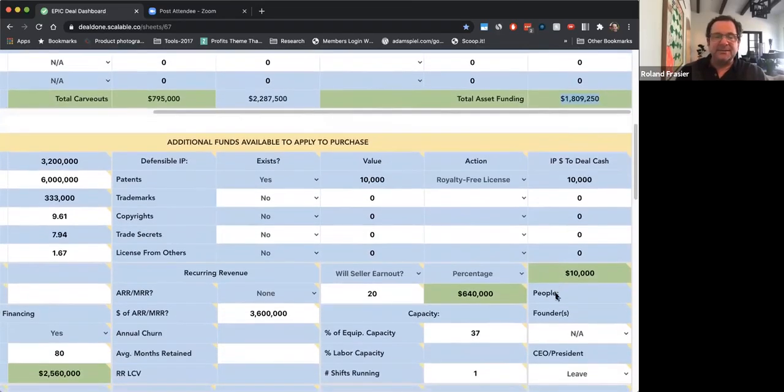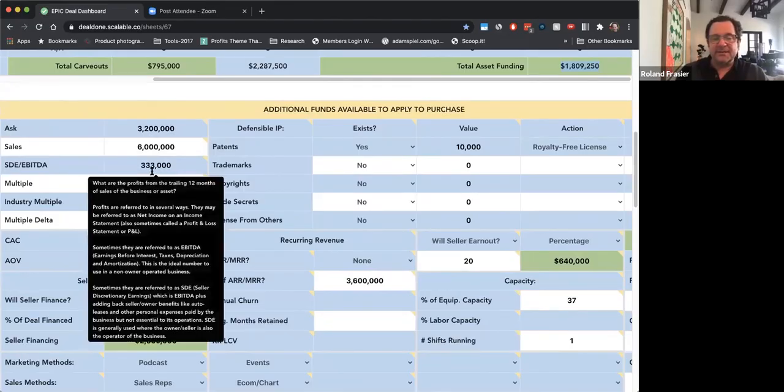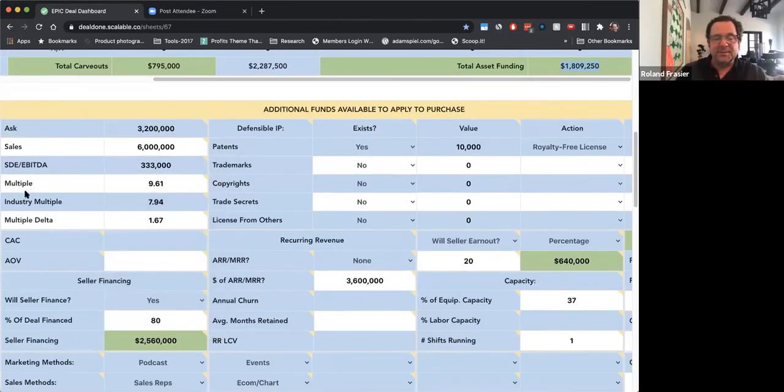Then I go down and look at my sheet and I say they're asking 3.2 million for the company. Sales are 6 million, EBITDA SDE at 333. So the multiple that they're asking is 9.61, and the industry multiple is 7.94.